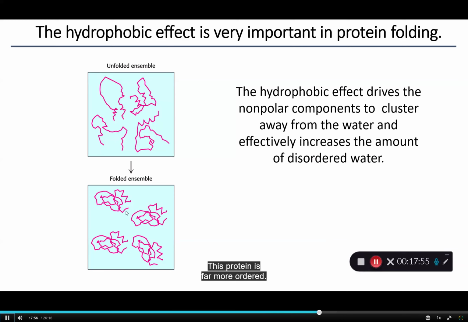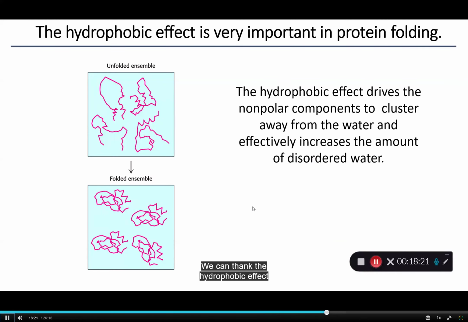So how is that possible? How is it possible for a disordered protein to move to an ordered folded protein? That's against the law of thermodynamics. We want to move from order to disorder. When a protein folds, it moves from disorder to order. So that shouldn't happen on its own.